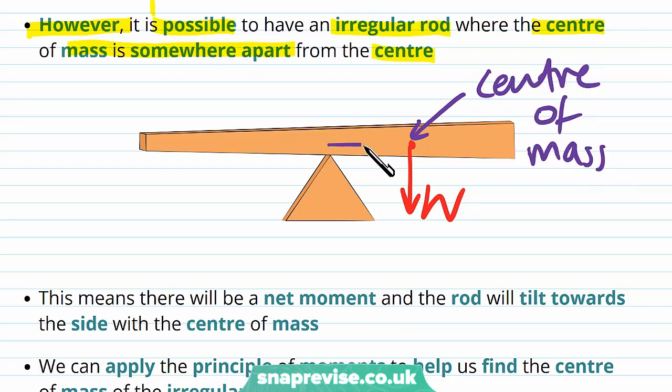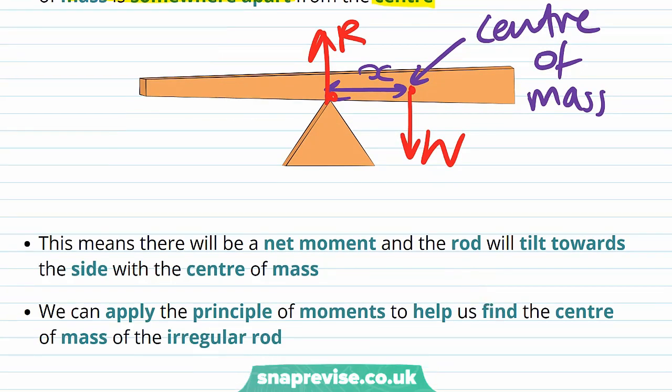So we can see that it is a distance x away from where the balance makes contact with the rod, but the normal reaction force is still going to act at that point. This means there will be a net moment and the rod will tilt towards the side with the centre of mass. So we can no longer balance the rod on a pivot like we could before. We can apply the principle of moments to help us find the centre of mass of the irregular rod.